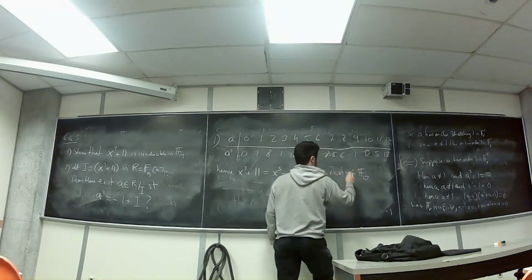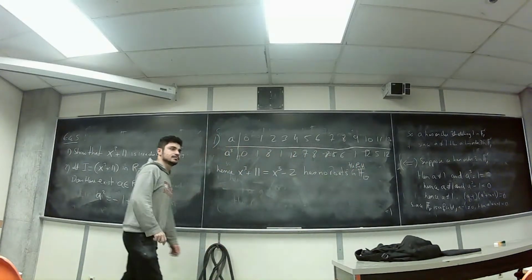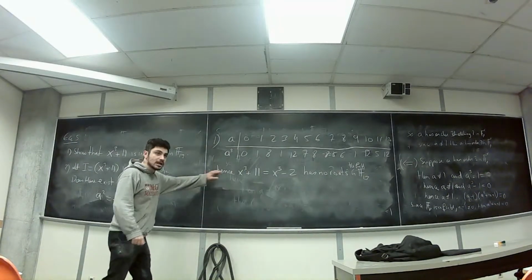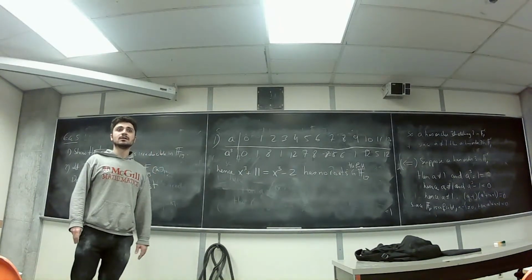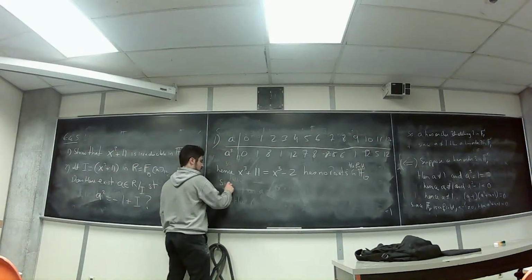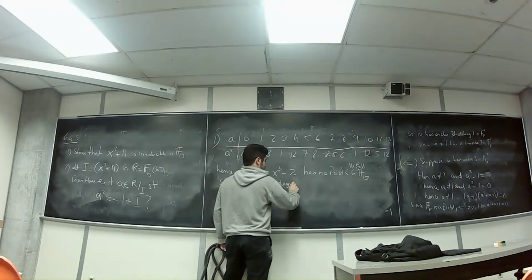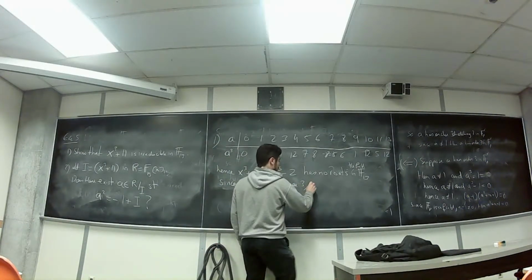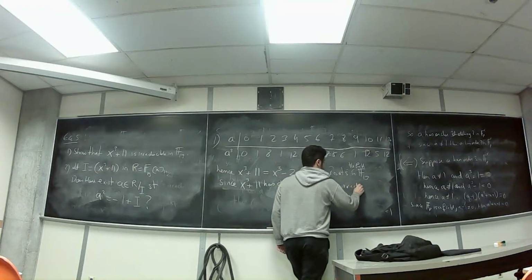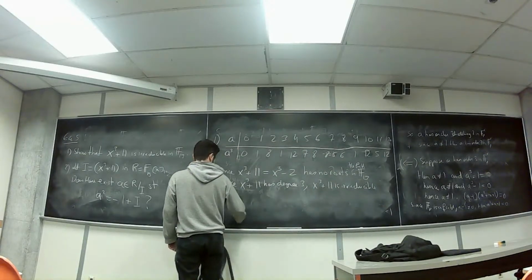In F13. In the field F13. Right? Agree or not? Now, what do I have to say? Since it has degree 3, x cubed plus 11 has degree 3. Then x cubed plus 11 is irreducible in what? In F13.